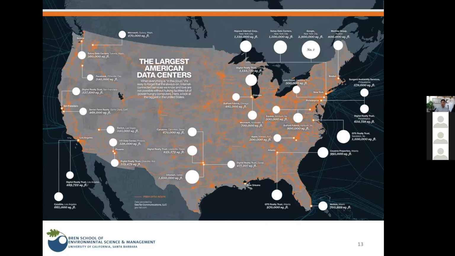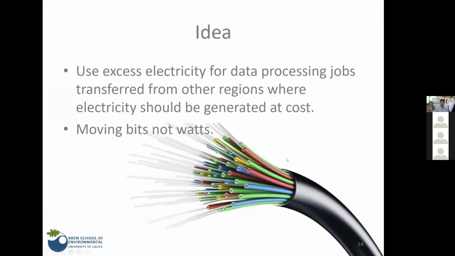And as it turns out, the data centers are not necessarily located in the areas where the electricity is the most carbon intensive. Some of the areas where data centers are located are very carbon intensive areas. For example, the PJM area, including West Virginia, we know that they're very coal heavy electricity. They have a very high concentration of large data centers. So the idea is, again, using the excess electricity for data processing jobs transferred from other regions where electricity would be generated at a cost. And this is the title, Moving Bits, Not Watts.